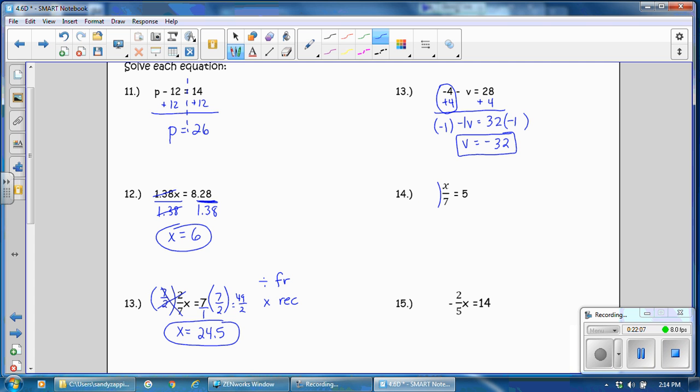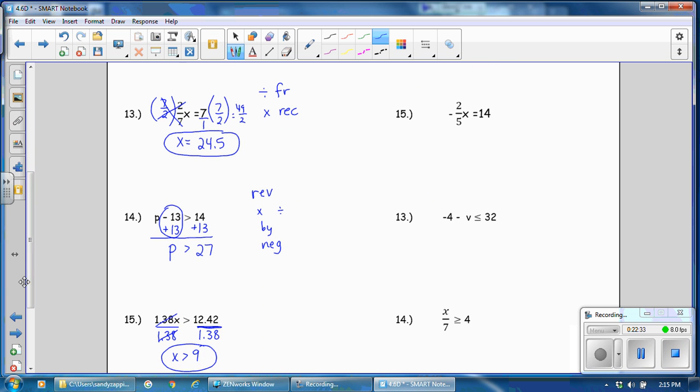Here it says to divide, so we will multiply. Multiply by the divisor, which is 7. We'll write it as a fraction since we're multiplying it by a fraction. On the right side, I'm going to write it as a whole number because I'm multiplying it by a whole number. 5 times 7 is 35. 7 divided by 7 is 1, and x divided by 1 is x. So the solution is 35.